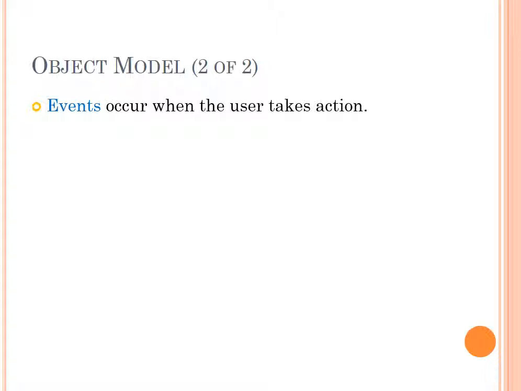Okay? Another key concept in the object model is the idea of events. Nothing happens in most Windows programs until you do something. For example, if you open up Microsoft Word, it just kind of sits there until you do something, like select something from a menu or start typing or something like that. Okay? So, for example, a user clicking a button. A user moving something.